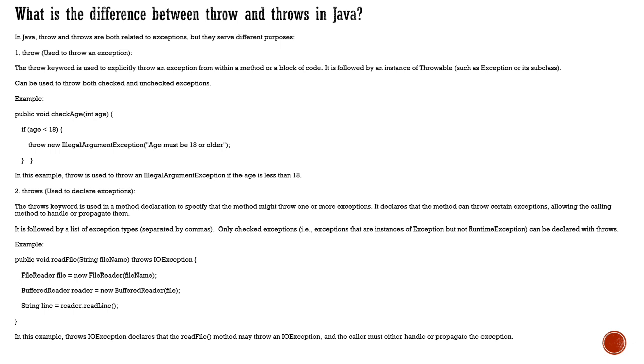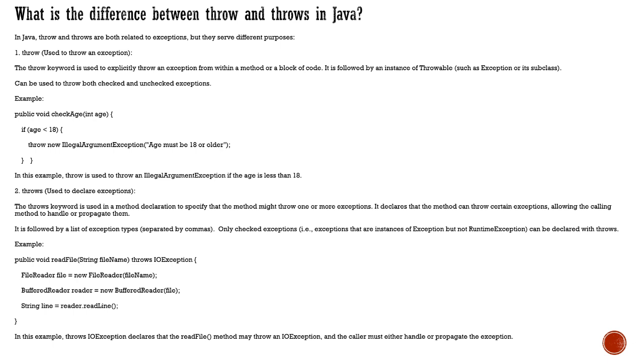When you want to throw a certain exception, we use the throw keyword. We want to explicitly throw this exception, not because there is some error in the code, but because we want to throw it explicitly in a certain block of code, or in a certain method. We can make use of Throwable and its subclasses, so we can throw both checked and unchecked exceptions. If you see here, if the age is below 18, you throw an IllegalArgumentException. That's how it will be executed.